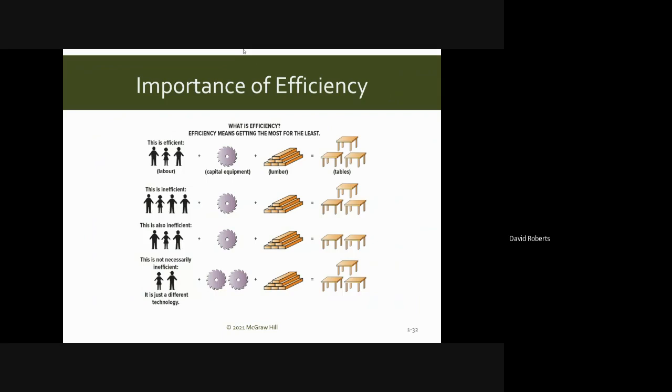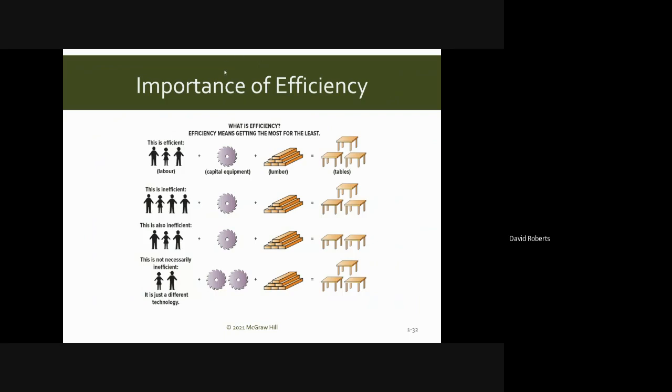The third line down is also inefficient because all of the inputs stay the same, and you have only 2 tables produced, so you're producing 1 less table. The fourth line down could be inefficient, or it could be very efficient, because it just is a change. Rather than having 1 piece of capital equipment, you have 2, and you only need 2 people. You still have the same amount of lumber, and you produce 3 tables. So that might even be better than the first one.